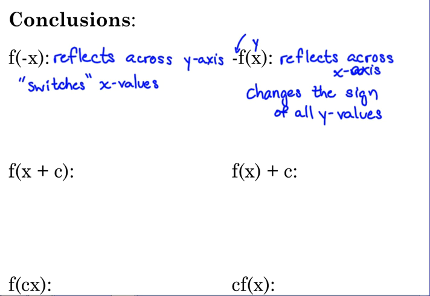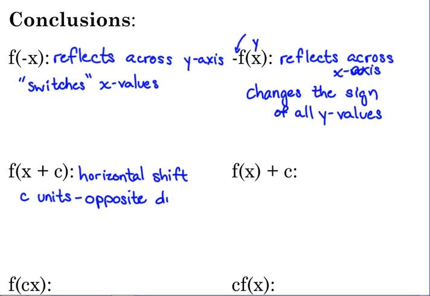Okay, so f of x plus c, when the plus c is with the x, again, that's affecting your x values. So this is a horizontal shift c units, and it's the opposite direction of what we expect. So what do I mean by that? The opposite direction of what you would expect.